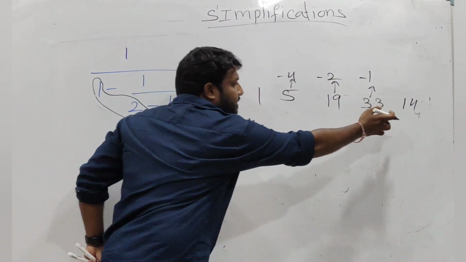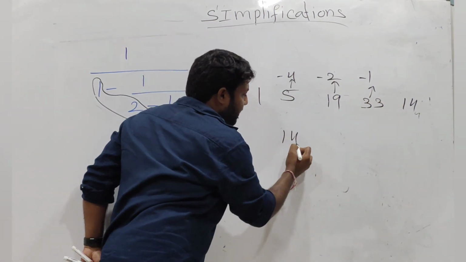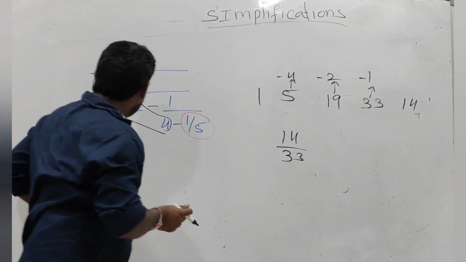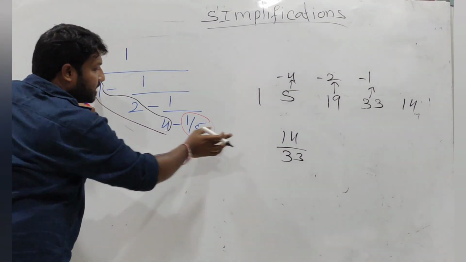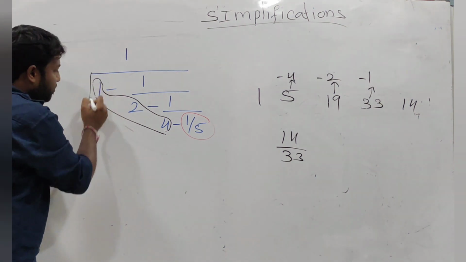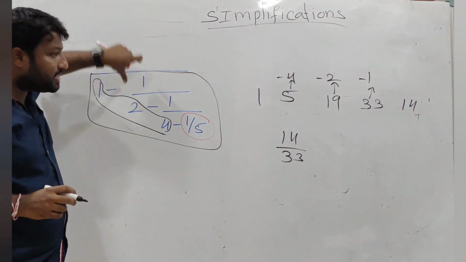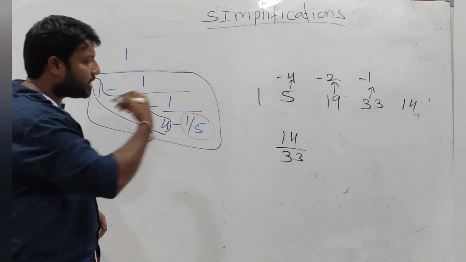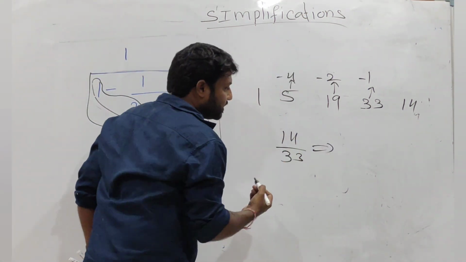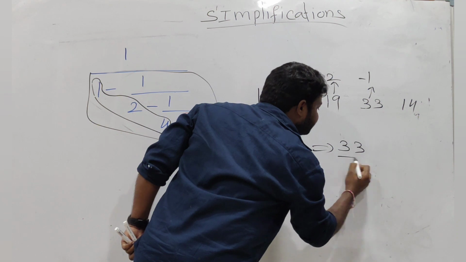So the answer will be this value by this value. So 14 by 33. Now see, up to here the answer is 14 by 33. And 1 by something is there. 1 by is there, so this answer will become reversed. 14 by 33 will become 33 by 14.